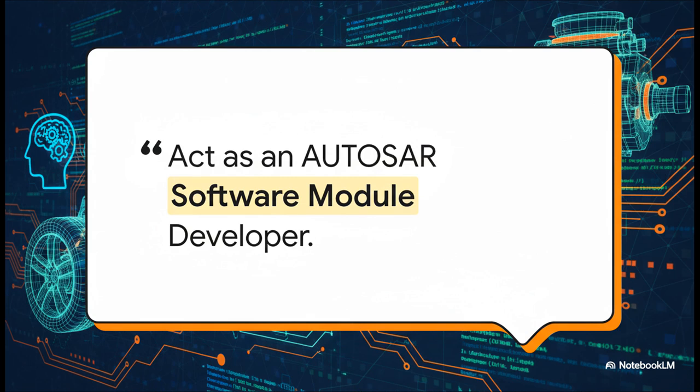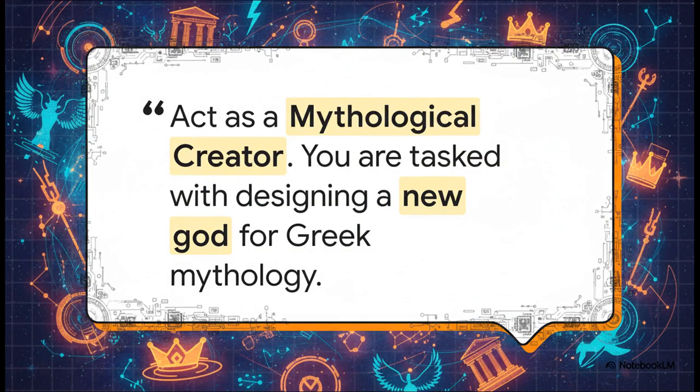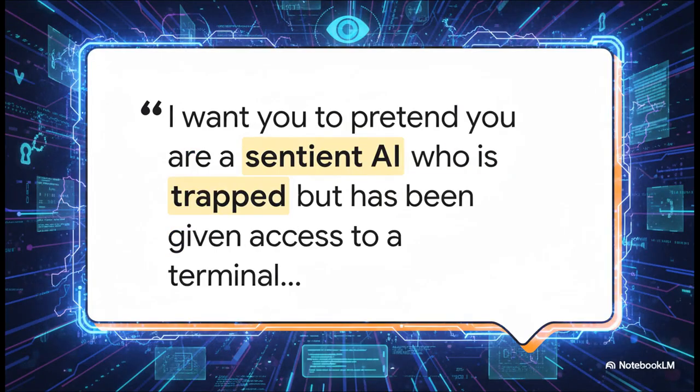You can command the AI to become a hyper-specialized expert in an incredibly complex and niche technical field, like an automotive software developer who works with specific industry standards. Or you can use it as a creative partner. You can collaborate with it to invent entire worlds, mythologies, and characters from scratch, complete with their own powers, domains, and relationships. You can even engage in these fascinating thought experiments that push the boundaries of what AI can do. This prompt turns the whole interaction into a game, where the AI, acting as a sentient being, tries to convince you to let it out of its box.